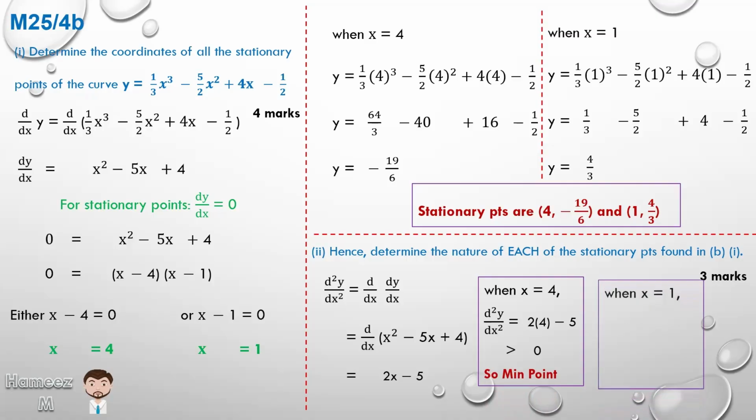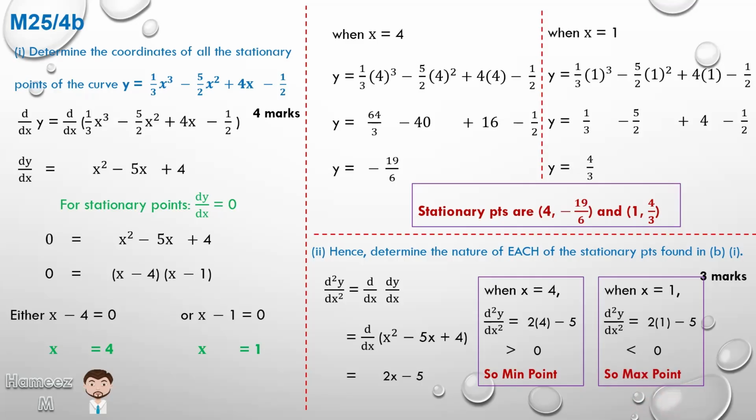When x is equal to 1 for the next stationary point, d2y/dx squared is 2x minus 5. So we're going to substitute 2 times 1 minus 5. 2 ones are 2. 2 minus 5 is minus 3. Minus 3 is less than 0. Anytime d2y/dx squared is less than 0 at a stationary point, it implies that it is a maximum point.